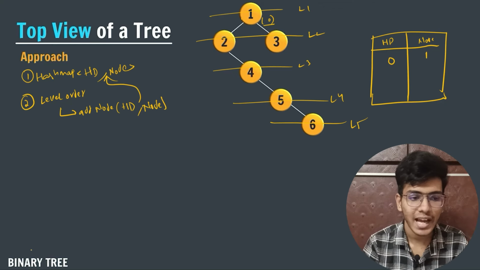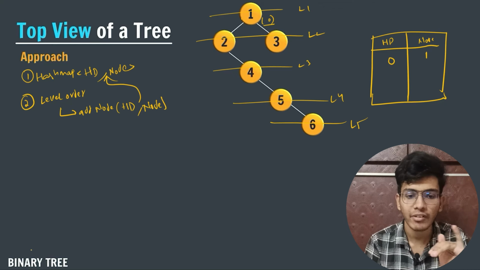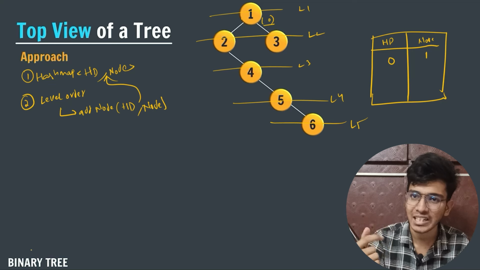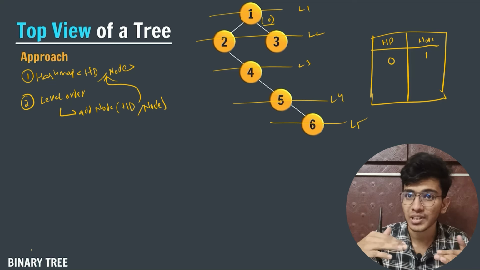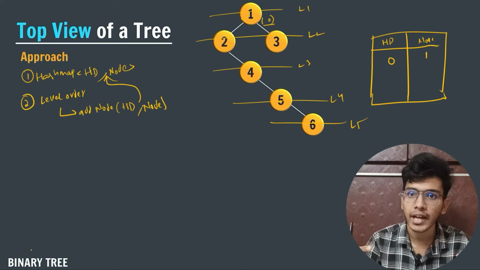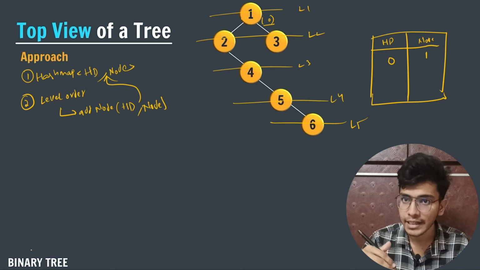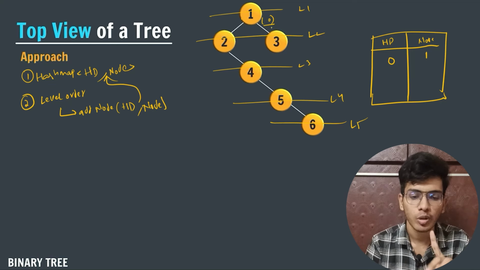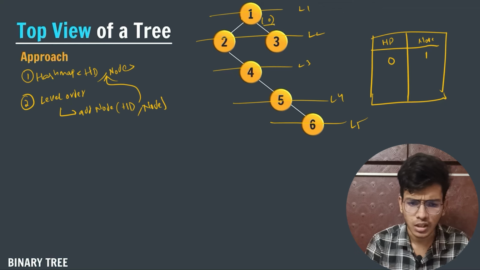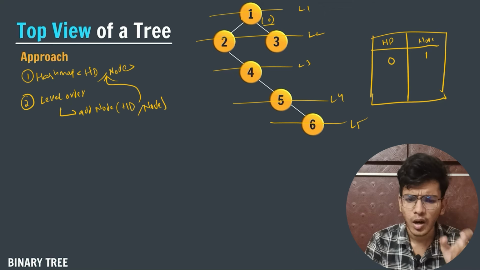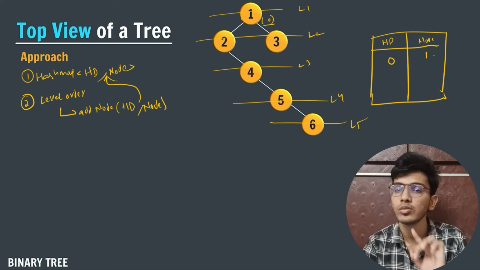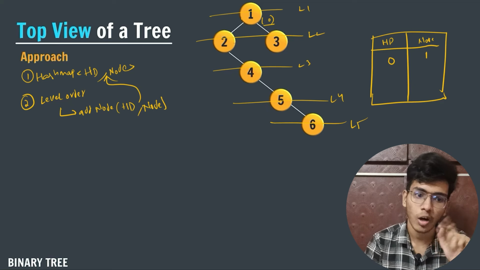So after creating a HashMap, I will perform level order traversal, and as I perform level order traversal, for whatever nodes are present on that particular level, I will add their horizontal distance and node values in my HashMap. So here you can see that for the first level the horizontal distance is 0, so I will add their horizontal distance into my HashMap along with their node value. So I have added the node and the horizontal distance.